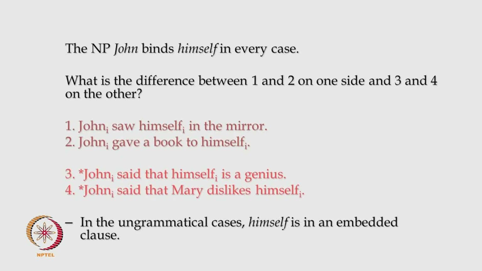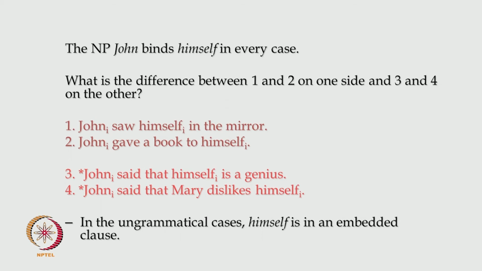So what's the difference between 1 and 2 on one side and 3 and 4 on the other? John saw himself in the mirror. John gave a book to himself. C-commanding, co-indexes and everything is fine. John said that himself is genius, is out.